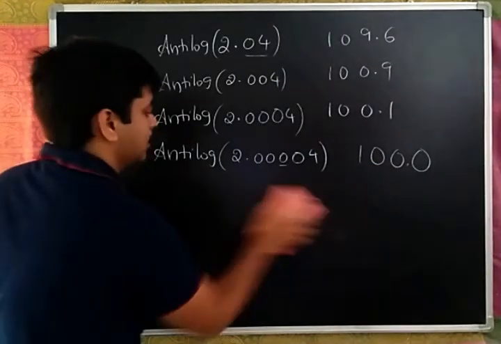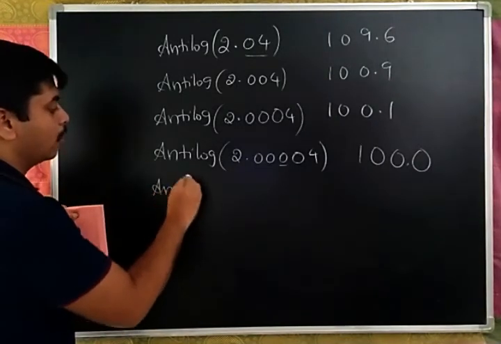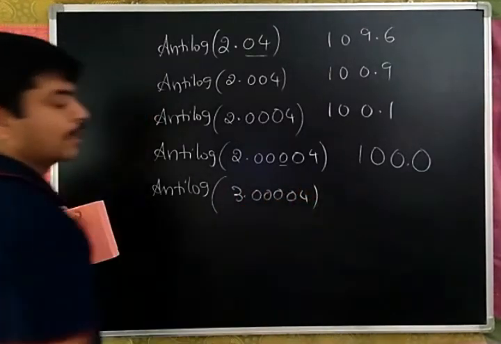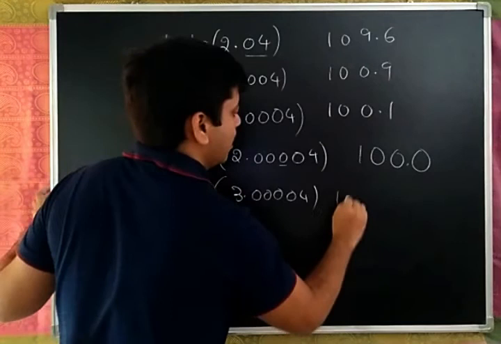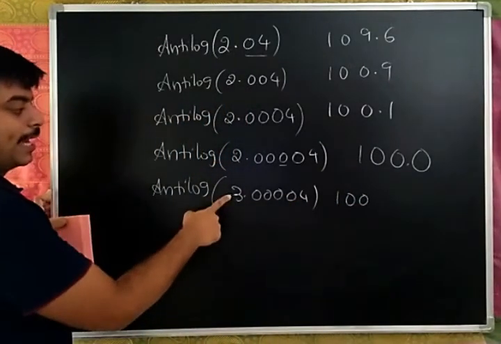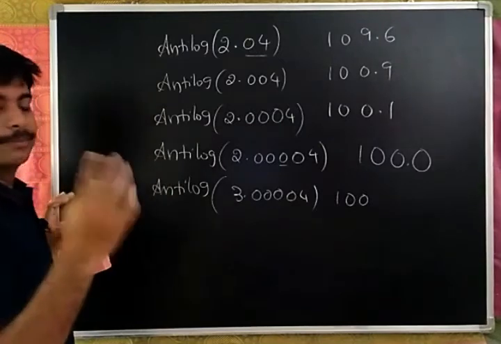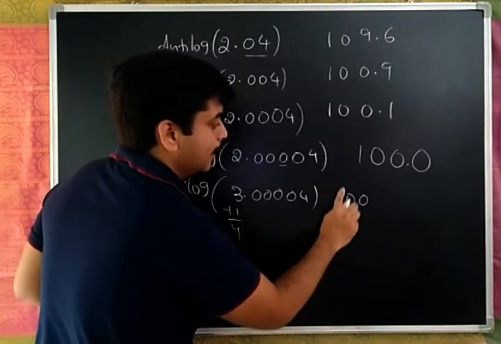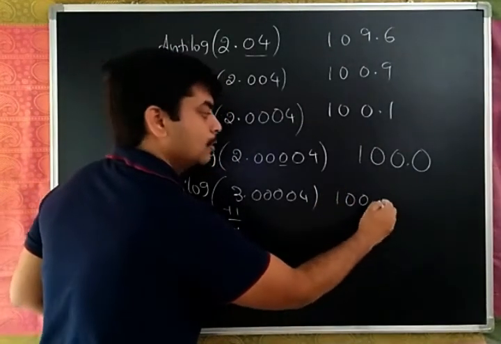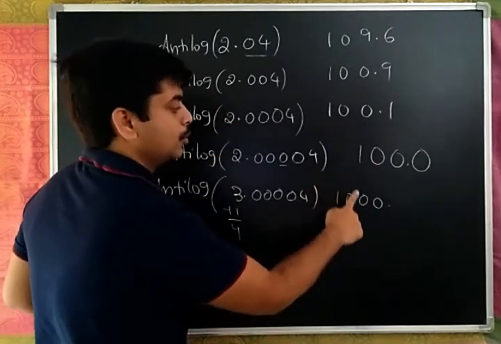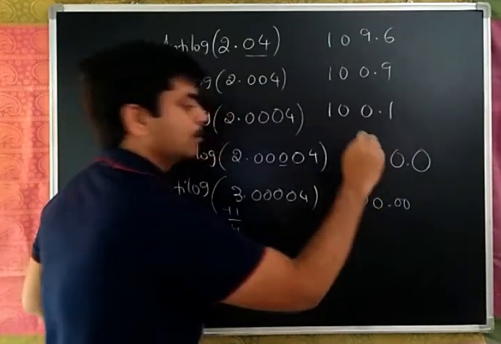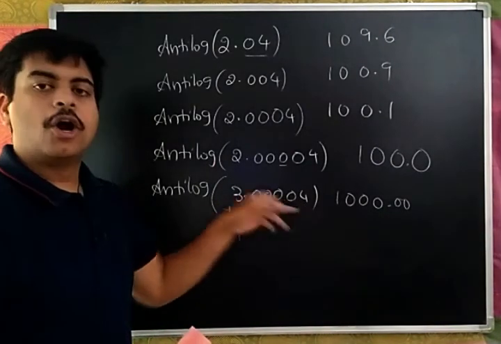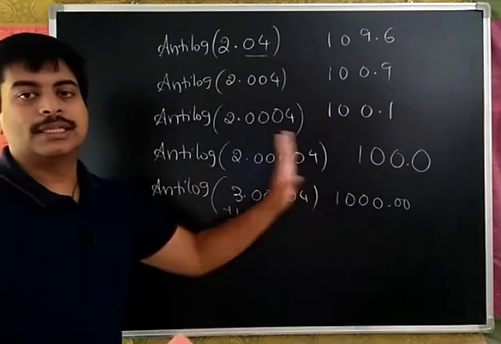In the same way, if you search for antilog of 3.00004, you get the same value 100, and as you have 3, you need to go for 4 digits. Plus 1 will give you 4. You need to place your decimal point after 4 digits. So 1, 2, 3, you don't have one more to go, so keep it 0. So 1, 2, 3, 4, that is 1000. Antilog of 3.00004, or simply antilog of 3, is 1000.